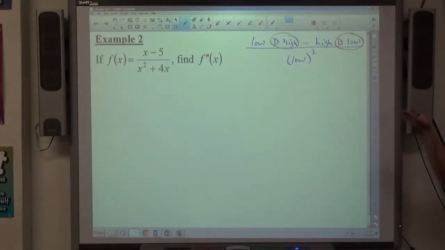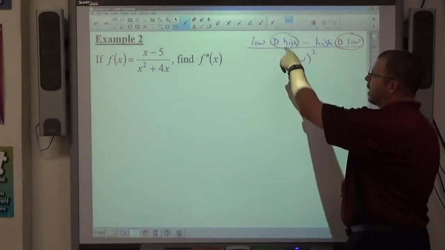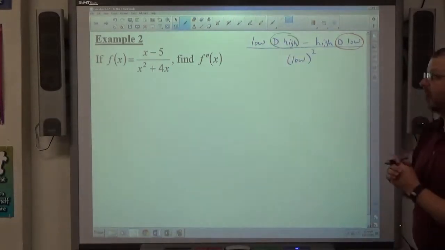Low means the bottom, high means the top. Okay, d low means the derivative of the bottom, d high means the derivative of the top. So again, I've got my structure here of what the quotient rule is. I've got these different colors here so you can see where things are coming from.